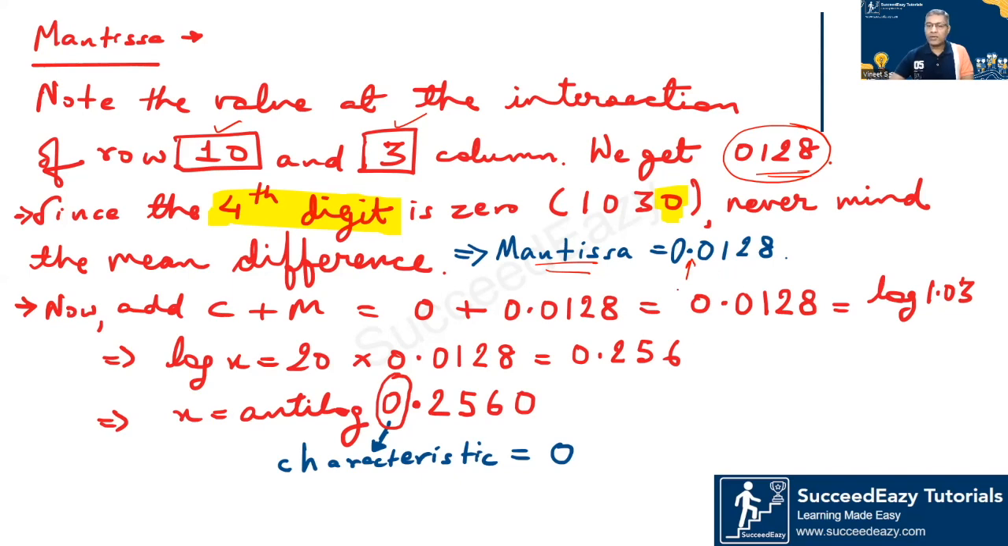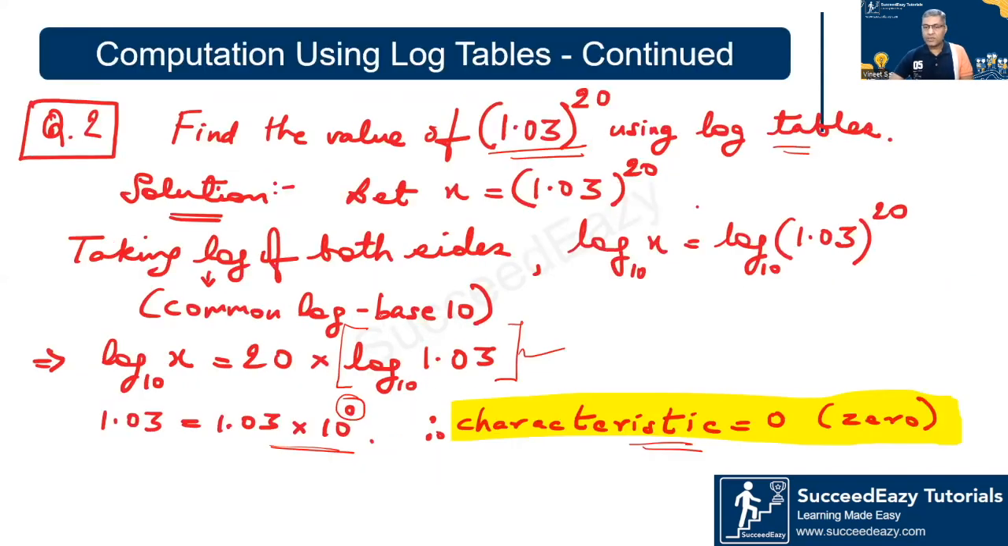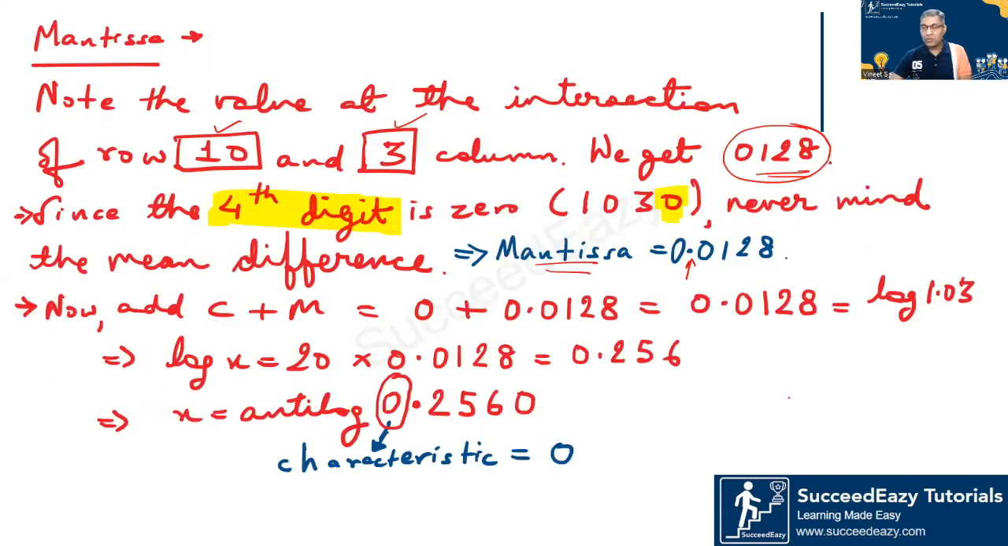Now the characteristic was the whole part, and we already got that as equal to 0. So add the characteristic to this number 0.0128 and you get 0.0128. That's the value of your log of 1.03. But log x was equal to 20 times this value, so multiply that and you will get 0.256. So log x equals 0.256.